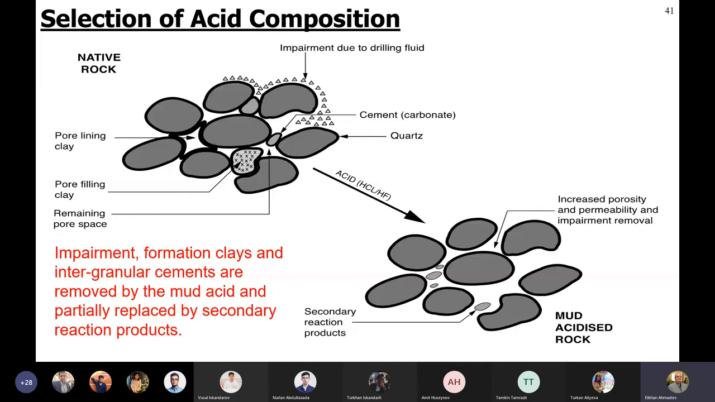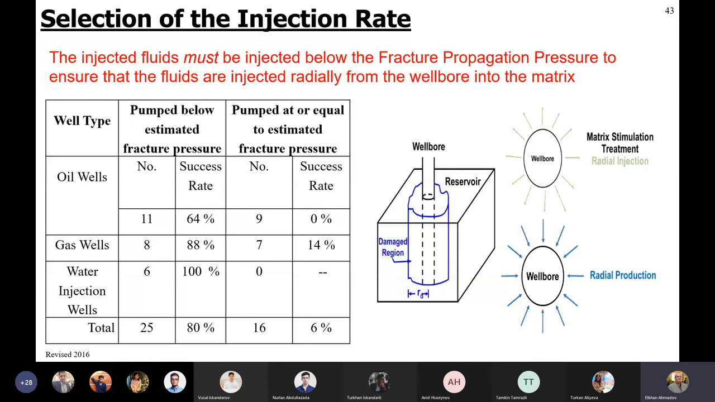Again, talking about injection rates, we stated before that the injection must be at pressures below the fracturing pressure, and we have to make sure that we are injecting in the radial direction. So we produce the radial orientation to have maximum effect of the acid job or any stimulation job.